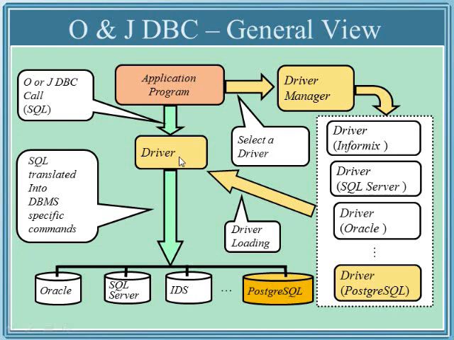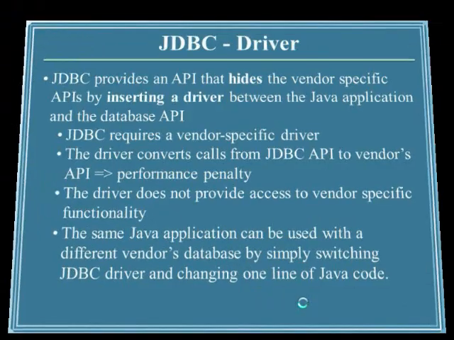It initializes this driver, passes it for the connection, makes the connection, and once the connection is established, it gives you that connection object. Then the application uses that connection object to talk to this particular database. It may use that connection object to send some query, retrieve something, update something. So this is how it goes.